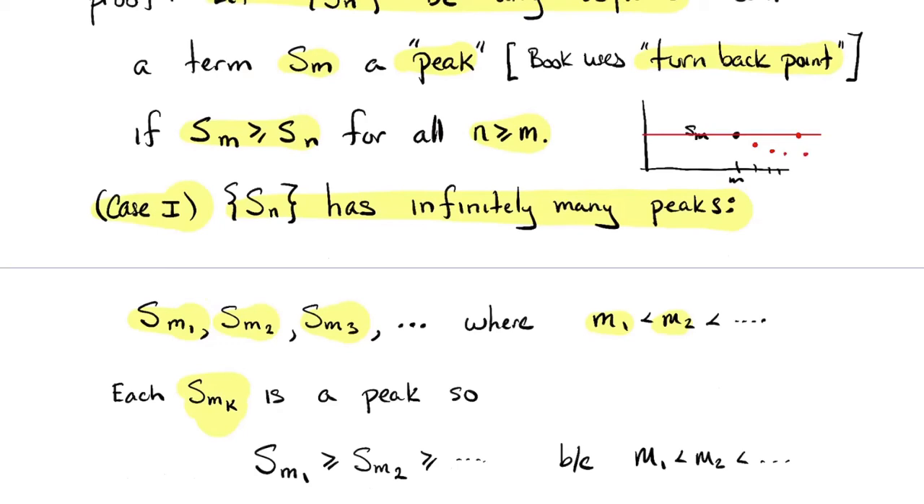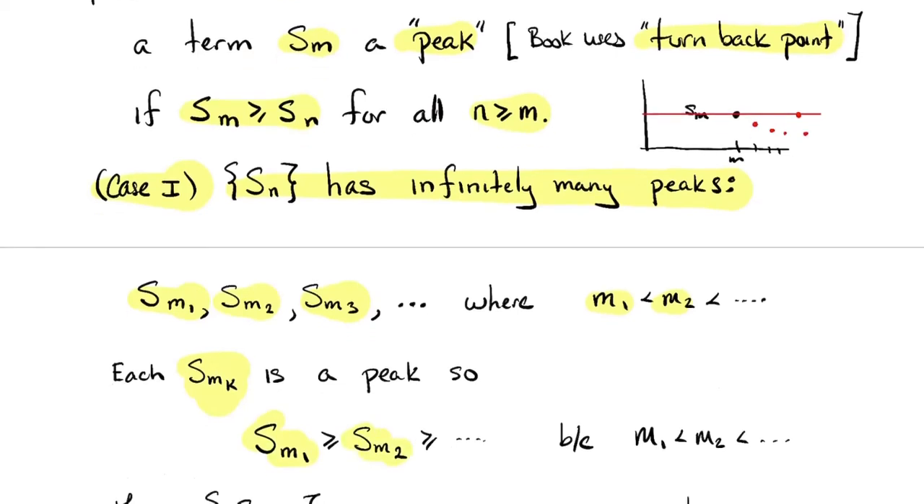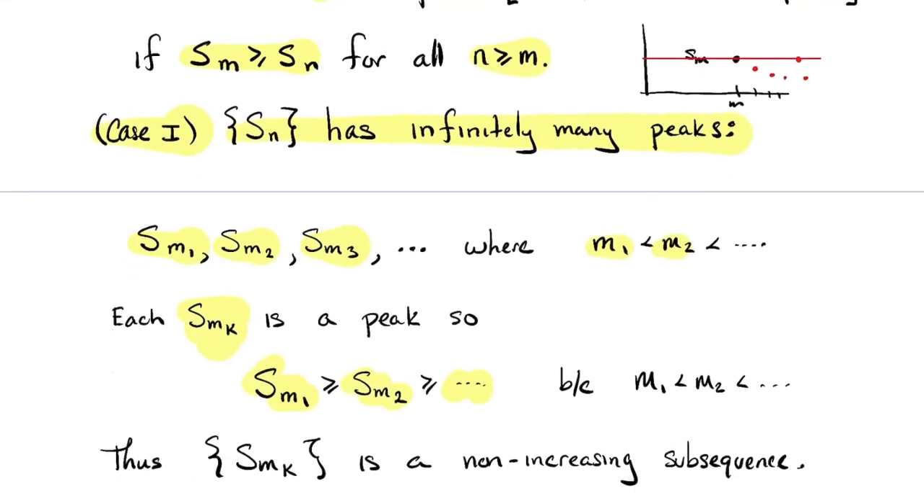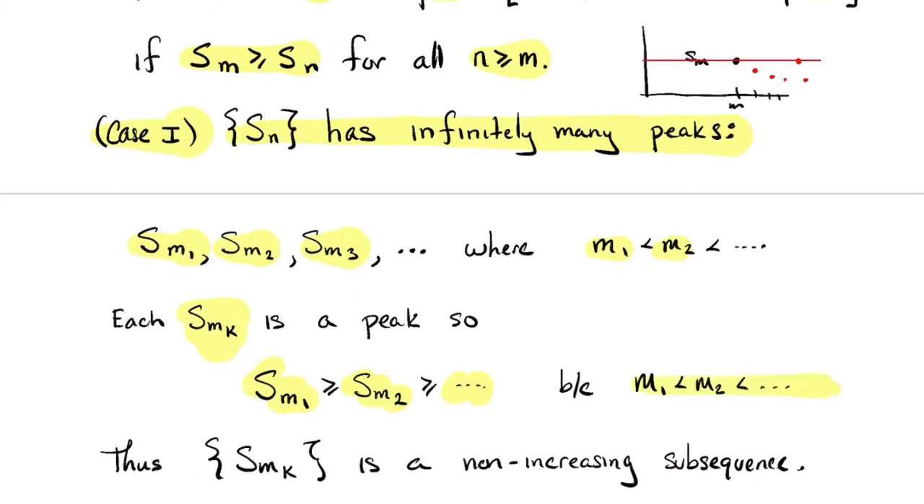So it means that the subsequent terms, in particular, S_M1 is a peak. Well, M2 comes later in the sequence, so by the definition of peak, S_M2 is less than or equal to it. S_M3 would be less than or equal to that, and so on, right? Because these indices M1, M2 are getting strictly bigger.